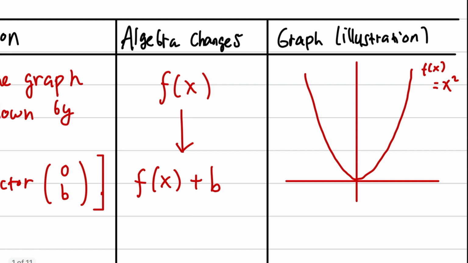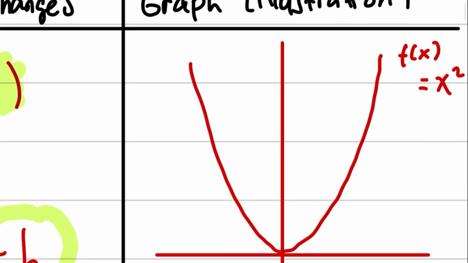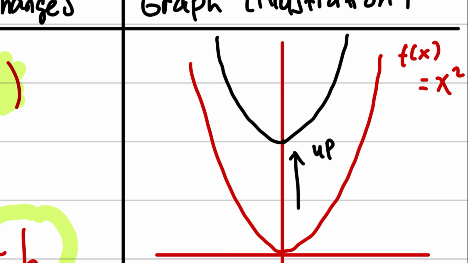Let's say the original function is f(x). If we move it up or down, we just add the function with plus b. So if you look at the graph illustration, this is the example, f(x) equals x squared. If you move the graph up by 2 units like this, means that the f(x), which is x squared, we add by 2.